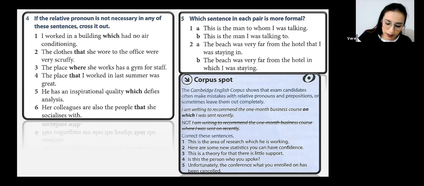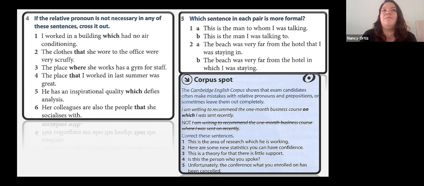Could you repeat the name of the book, Miss? Yes, Michael Swan is the writer, and the name of the book is Practical English Usage. Whenever you need exceptions, it's the one I need to go to, to check your question, okay? Because I don't want to lie to you, but I'll share it after the class. I'll send you the PDF.